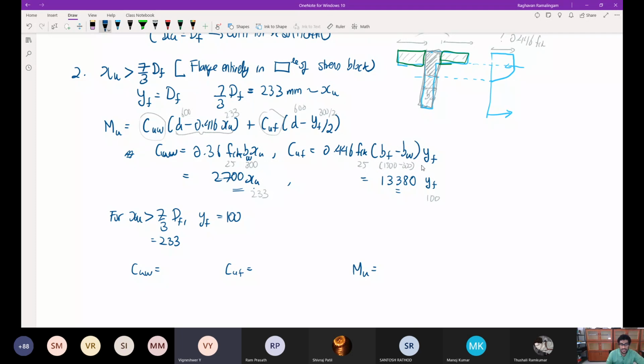CUW is 62.9 into 10 power 4 newtons. That means 629 kilonewton.